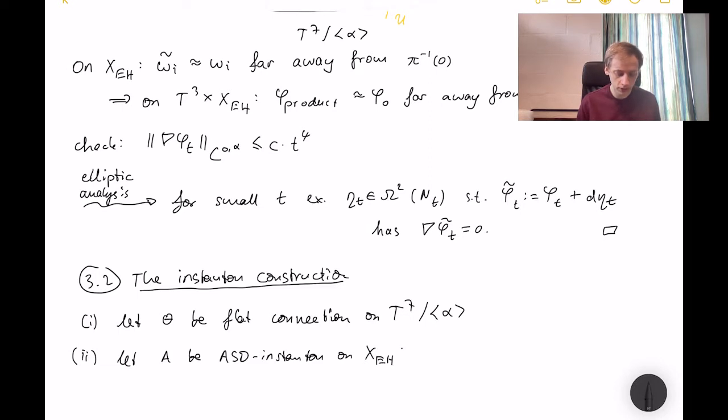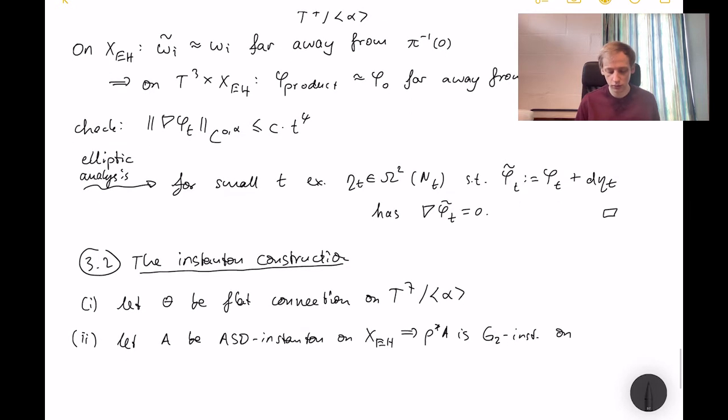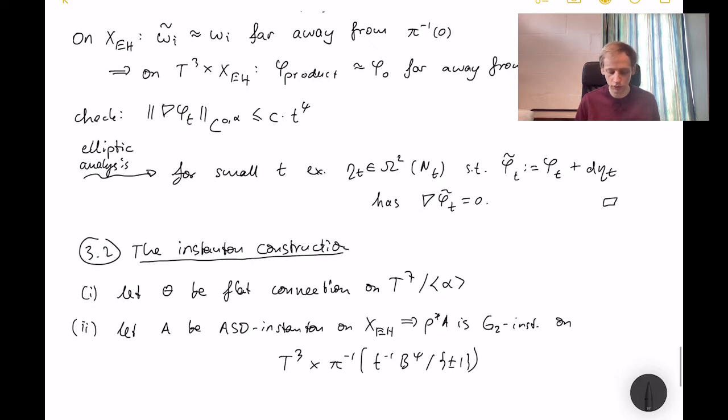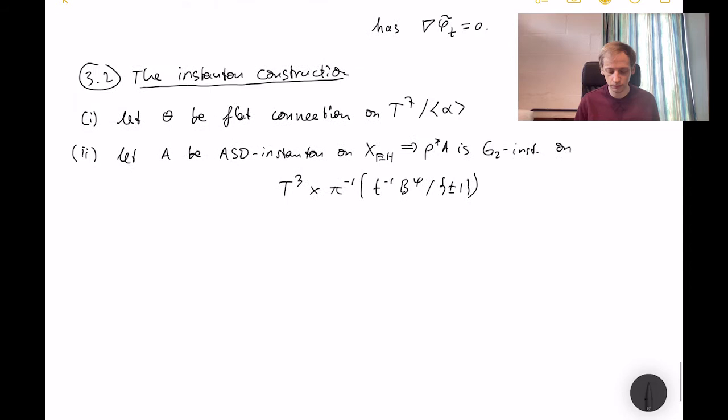So let A be an ASD instanton on Iguchi-Hansen space. Then, as we've seen, P star A is a G2 instanton on T3 times pi inverse of T minus 1 B4 mod plus minus 1.